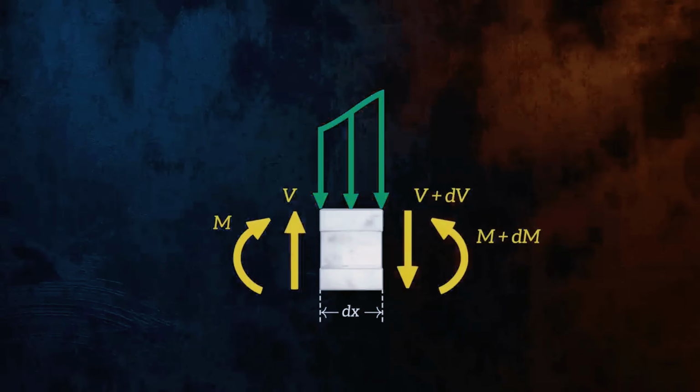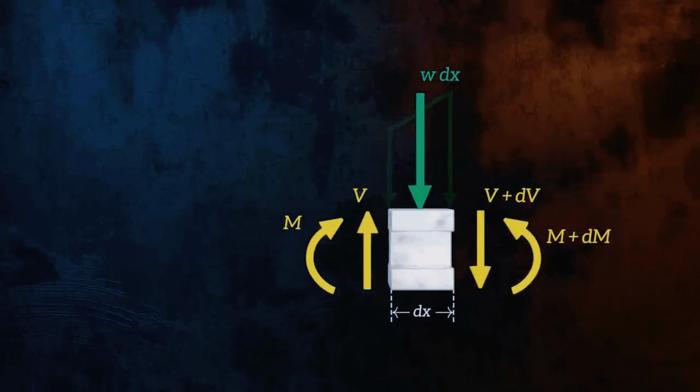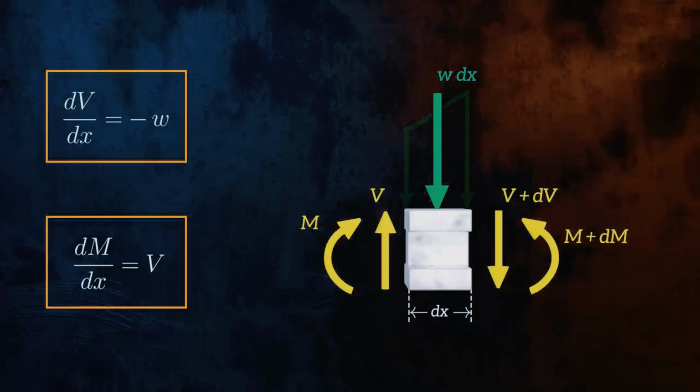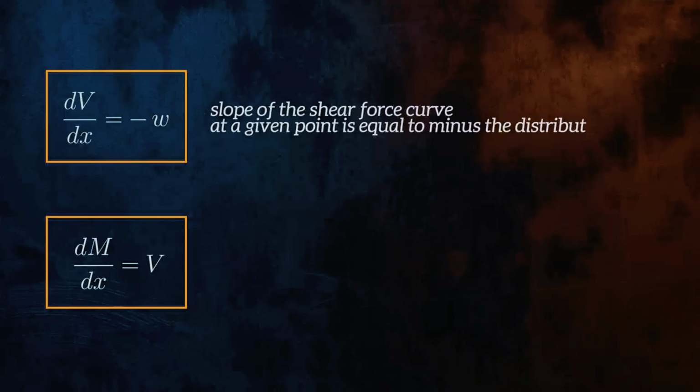Over such a short section of the beam, the distributed force can be assumed to be uniform, and we can replace it with an equivalent, concentrated force. By applying the equilibrium equations to this free body diagram, it is possible to demonstrate that the following relationships exist between the applied distributed force, the shear force graph, and the bending moment graph. The quantity dV over dx is the slope of the shear force curve, and at a given point along the beam it is equal to minus the distributed force.